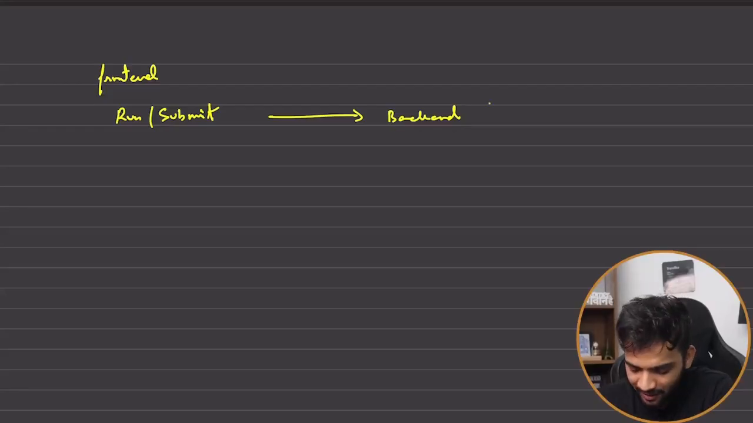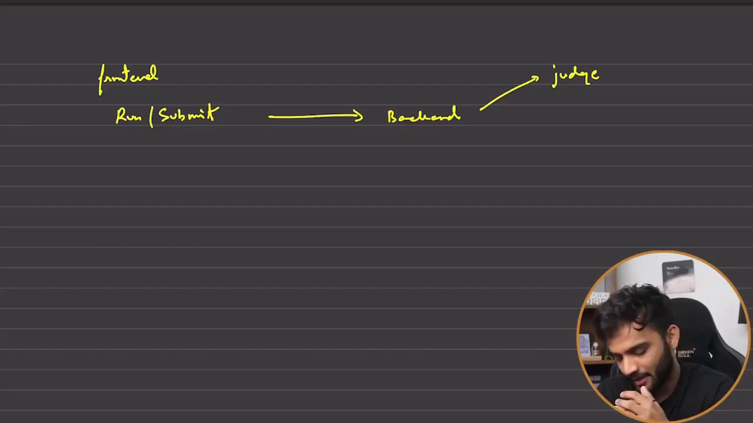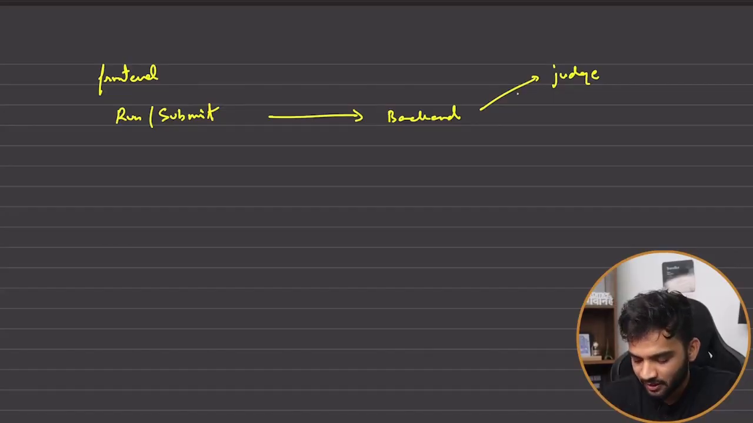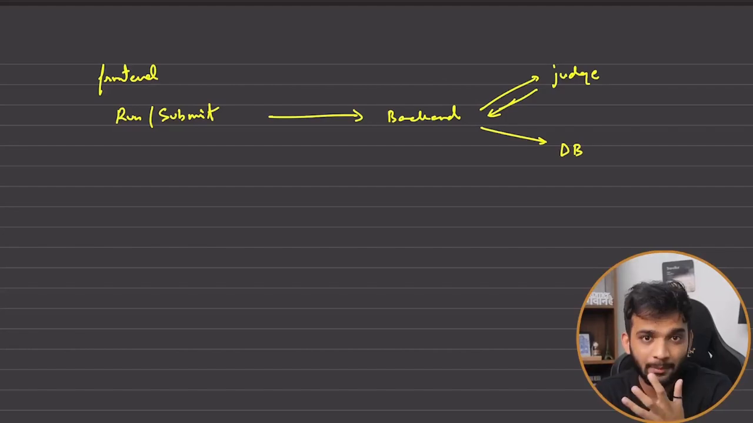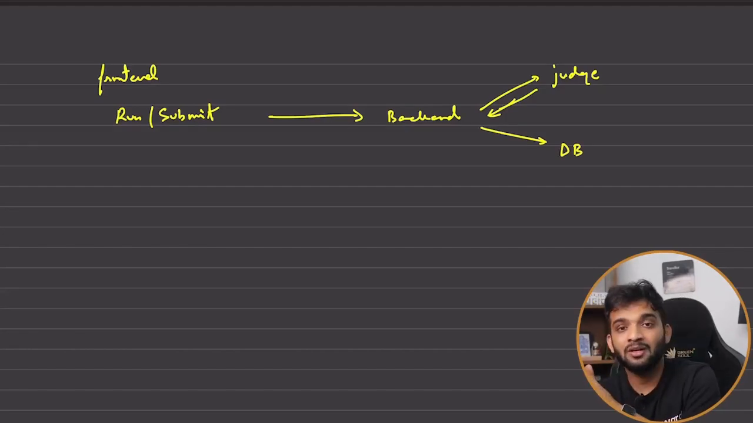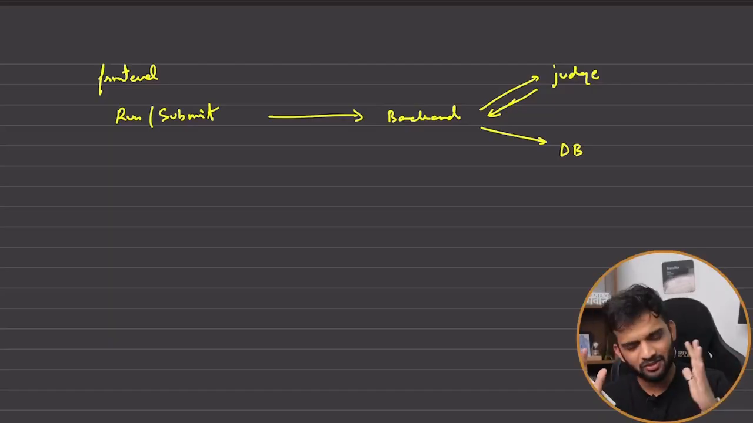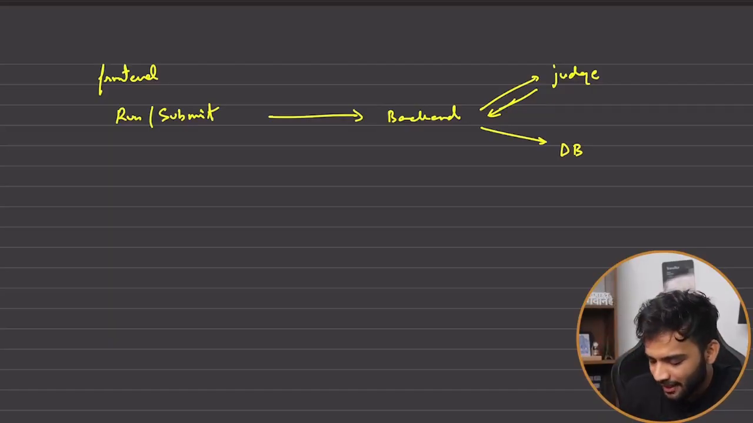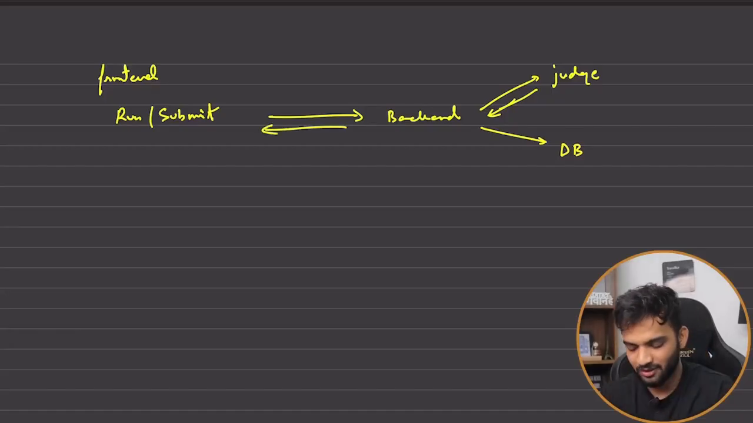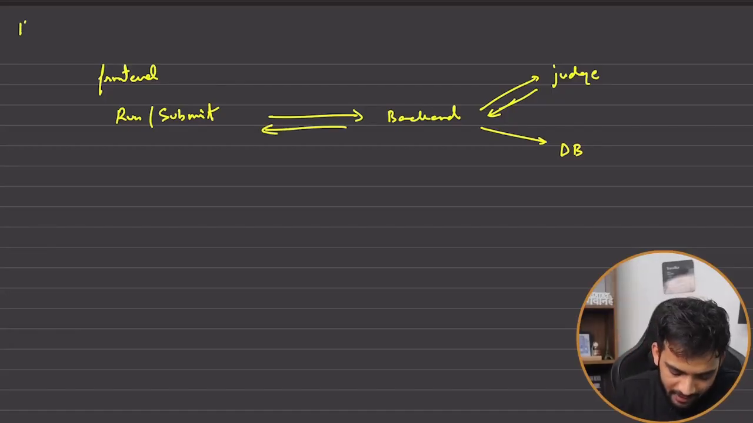So typically we have a judge which runs it, and once the judge has executed it, it will be returning a response. And the backend will be maybe storing the response in the database: this is the submission, this was the result, this is the code, this is the language, this is the time. It's going to store everything in the database. And once we are done, the backend is going to send back the response. And this is what we call HLD.